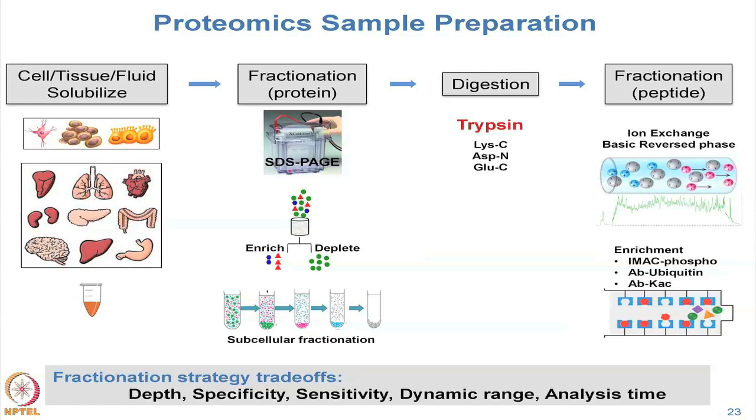Plasma, the most abundant protein in plasma is albumin, right? And it's the least interesting protein. So the first thing you want to do is get rid of it. So you use a depletion step to get rid of albumin before you go to peptides. But for the purpose of doing cancer proteogenomics, we take our tissue, grind it up, go to peptides, and then we're going to fractionate peptides.